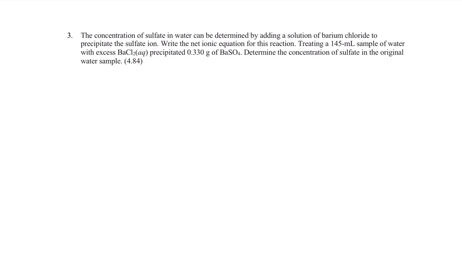Okay, so this problem is a good example of finding the concentration of an unknown solution. And in this case, we want to know how much sulfate is in water, so we will add barium chloride to the water solution to precipitate the sulfate ion. It asks us to write the net ionic equation for this reaction, and then it also says we have a known volume of water. We're going to react it with excess barium chloride, and we're going to collect and measure the precipitate barium sulfate created and use this to determine the concentration of sulfate in the original water sample.